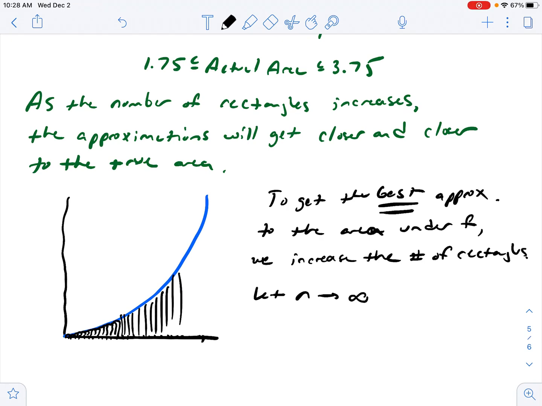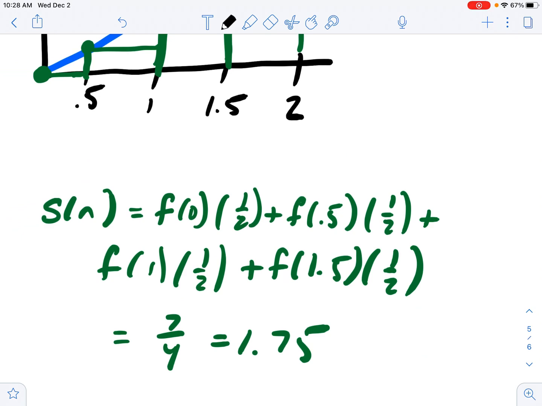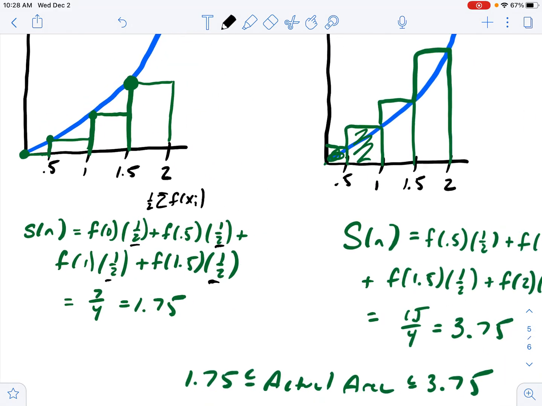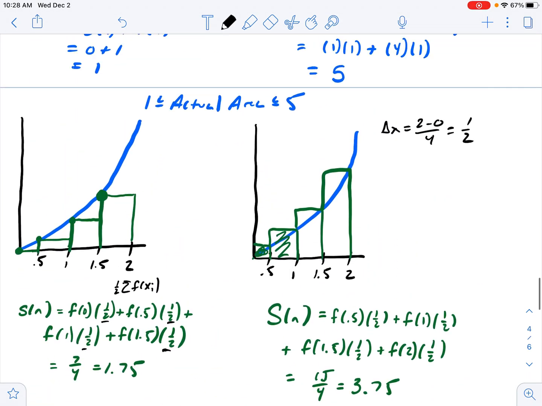So you think of these as really, really thin sheets of paper that we're stacking together to fill this region in, okay? And then we're going to get really, really good approximations. And hopefully soon we'll start seeing the tie-in to our summations here, because that's what these are. If you think about it, this is a summation. We have the constant 1/2 in each term times the sum of these f of x sub i values: f of 0 plus f of 1/2 plus f of 1 plus f of 1.5. And you'll soon see the tie-in.